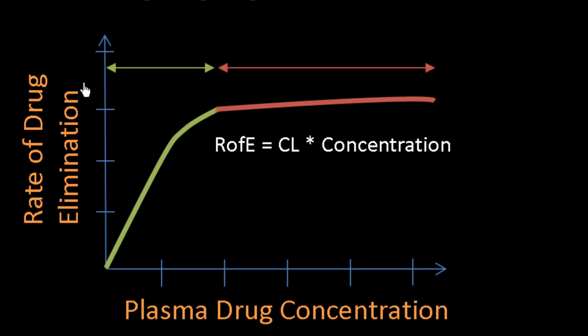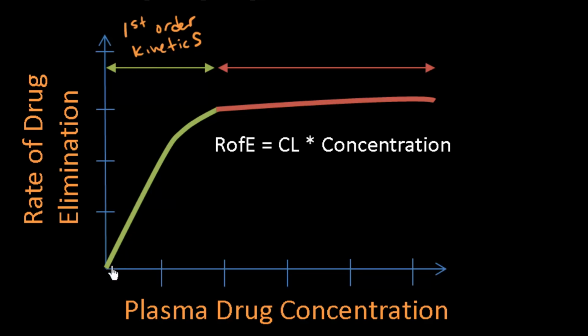So on this graph I have the rate of elimination on the y-axis and the plasma drug concentration on the x-axis. And as we discussed in the past, as the plasma drug concentration increases, the rate of drug elimination goes up. And when this happens, we call this first order kinetics, or first order elimination.